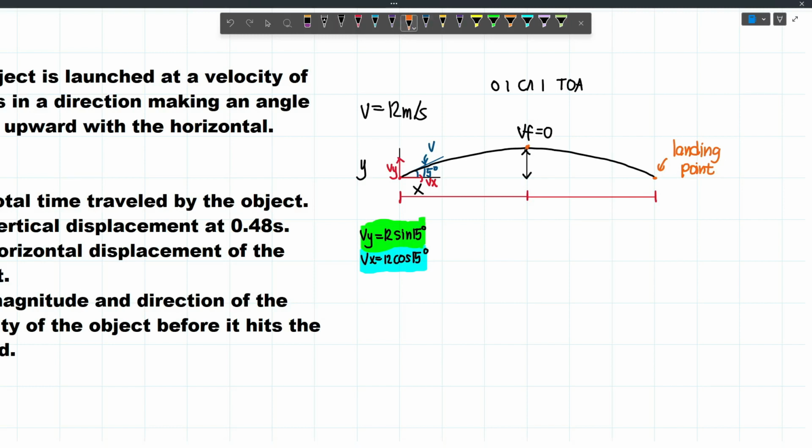Balik kani siya, let's label this as our highest point. Now, atong buhaton is ingani. Gamiton nato ang Vf equals Vi plus at. However, we will consider the axis along y, or vertically.